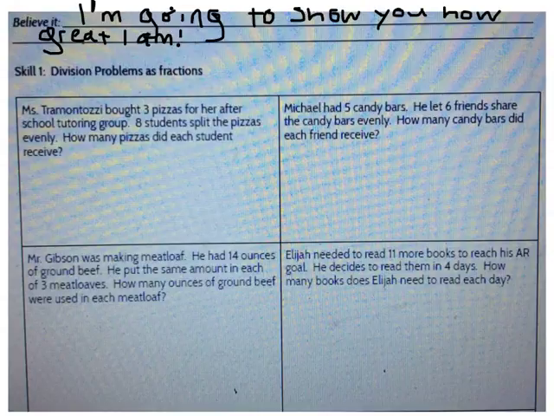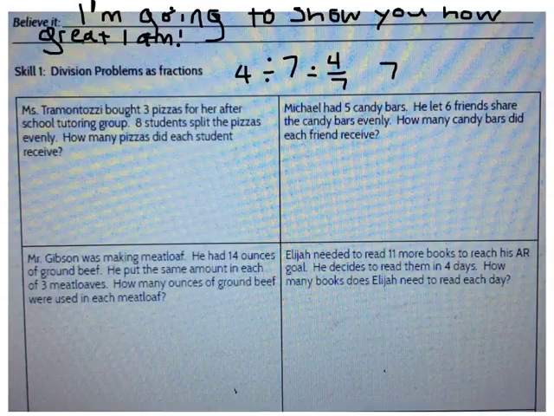Remember that we can represent division problems as fractions. For example, if I said 4 divided by 7, how would I write that answer as a fraction? I would write it as 4/7. What if I said 7 divided by 4? How would I write that answer as a fraction? I would write 7/4. Let's look at some word problems and see how we could represent them as fractions.